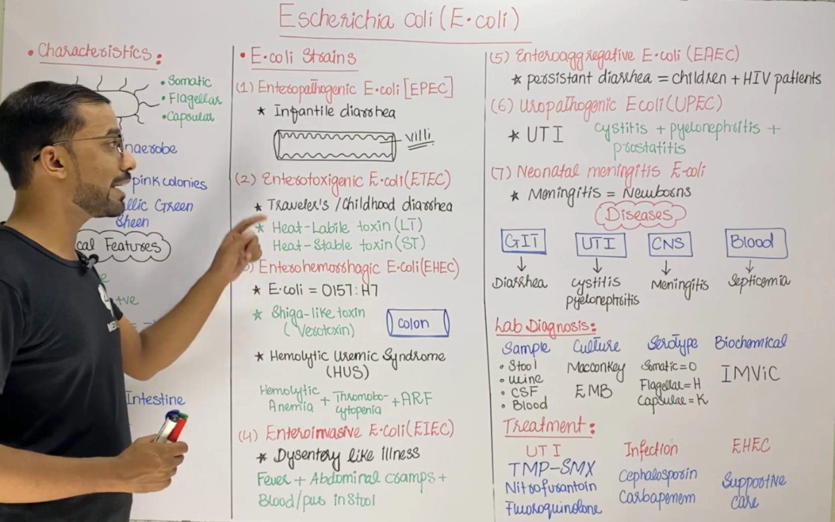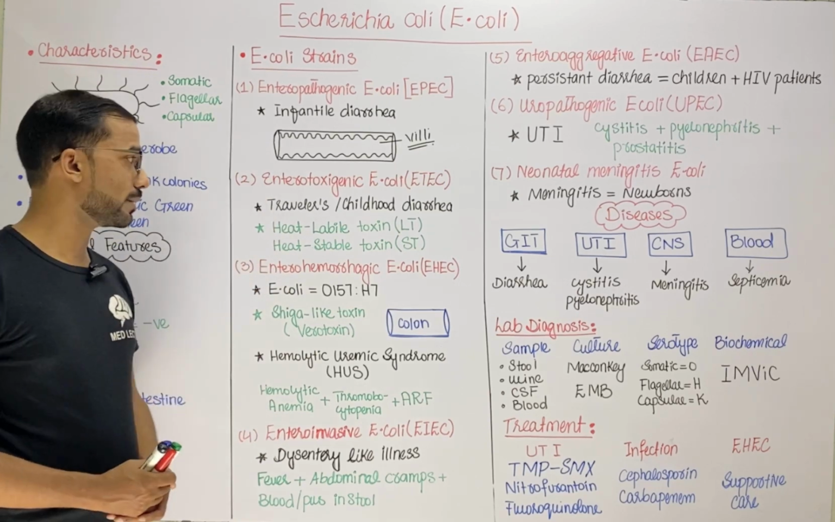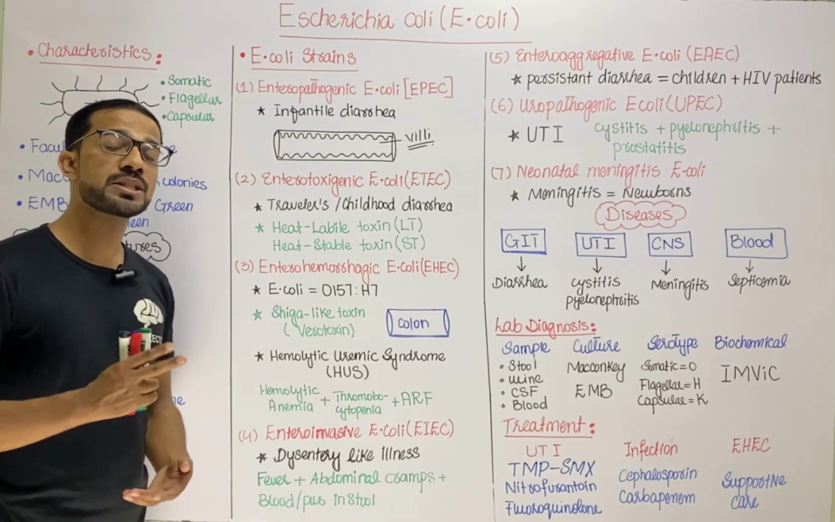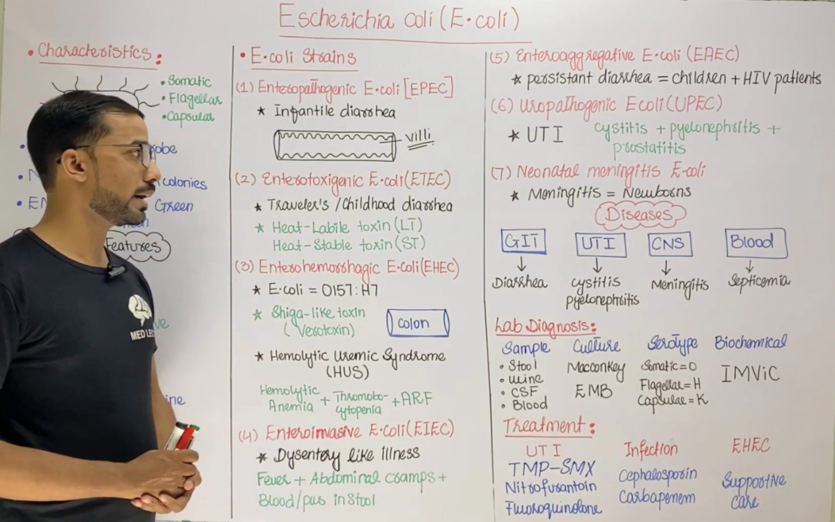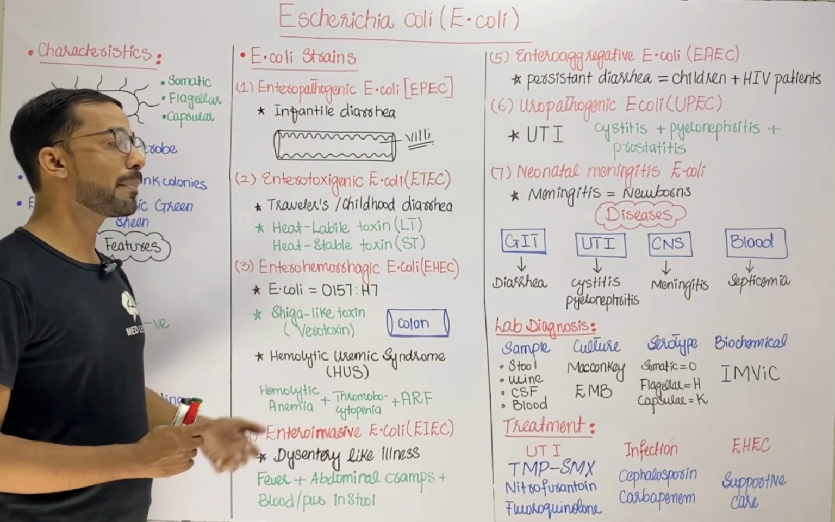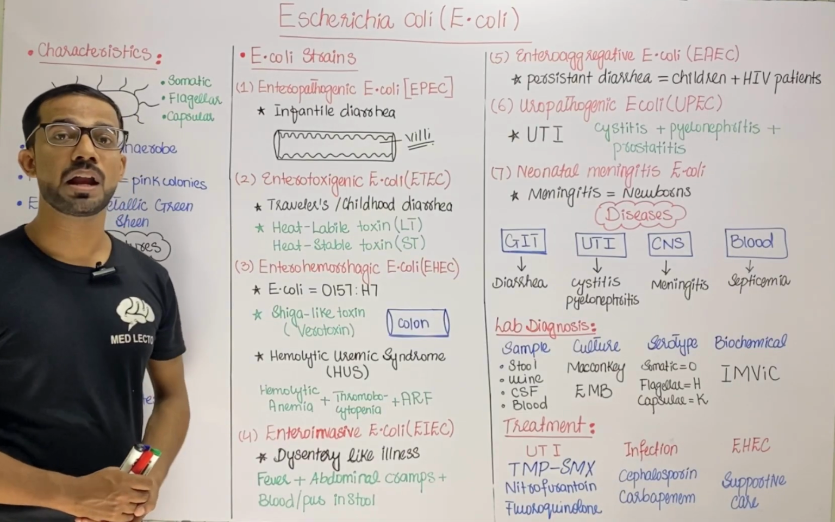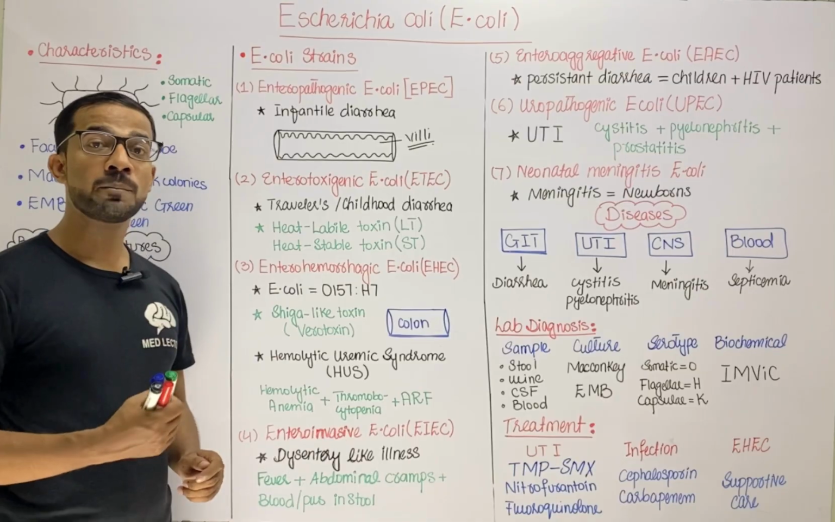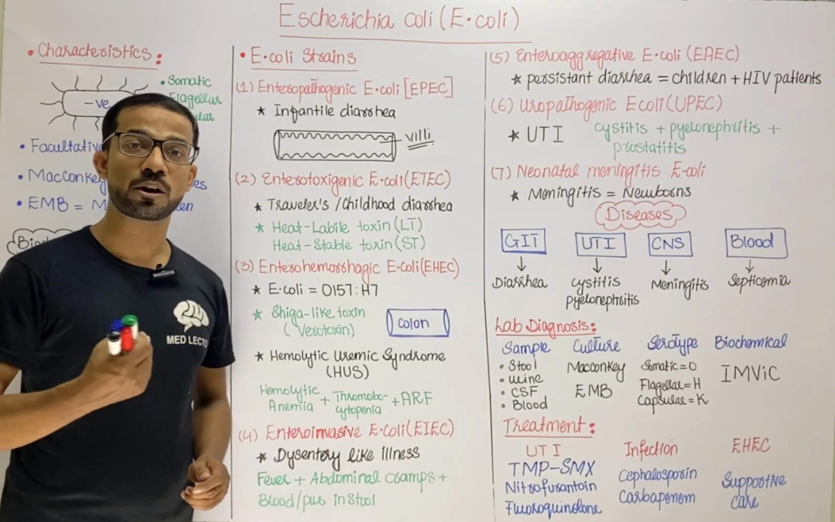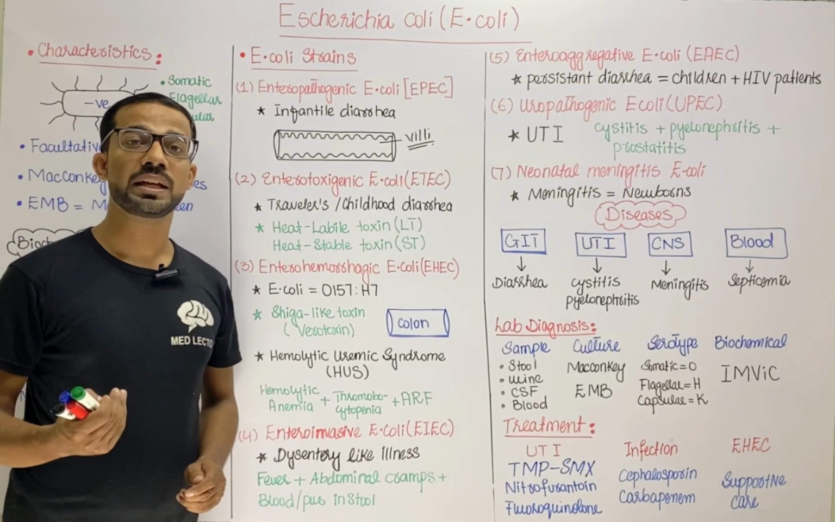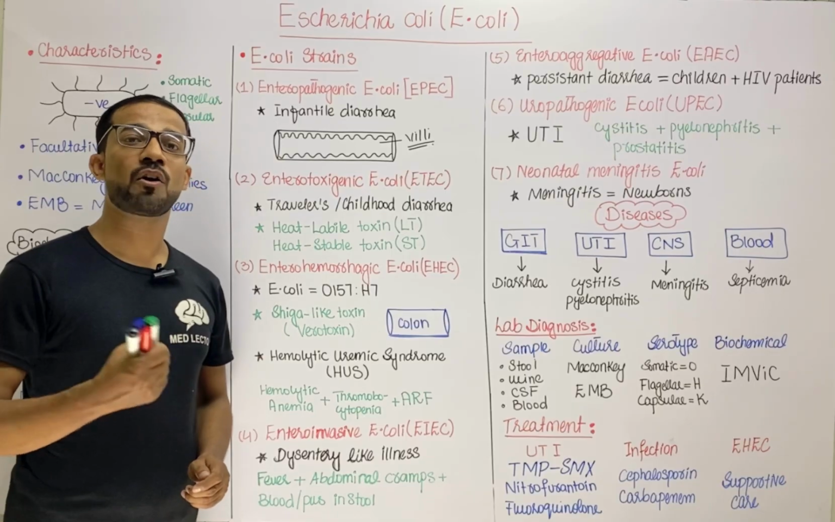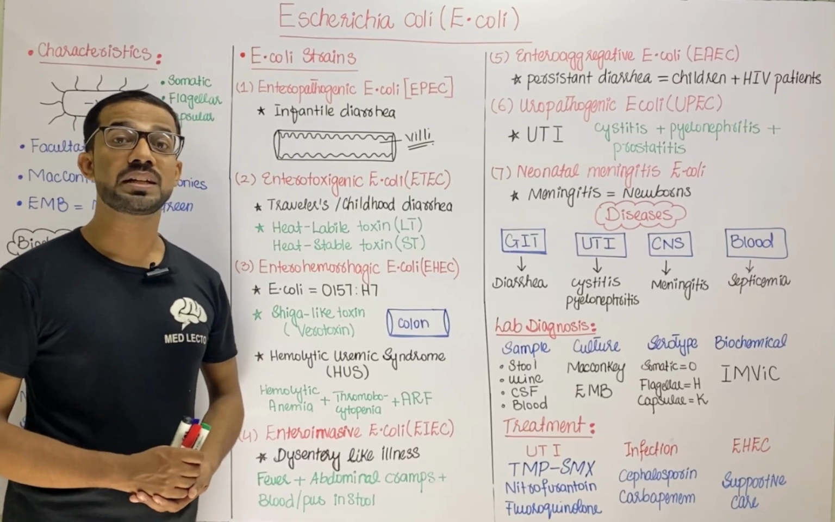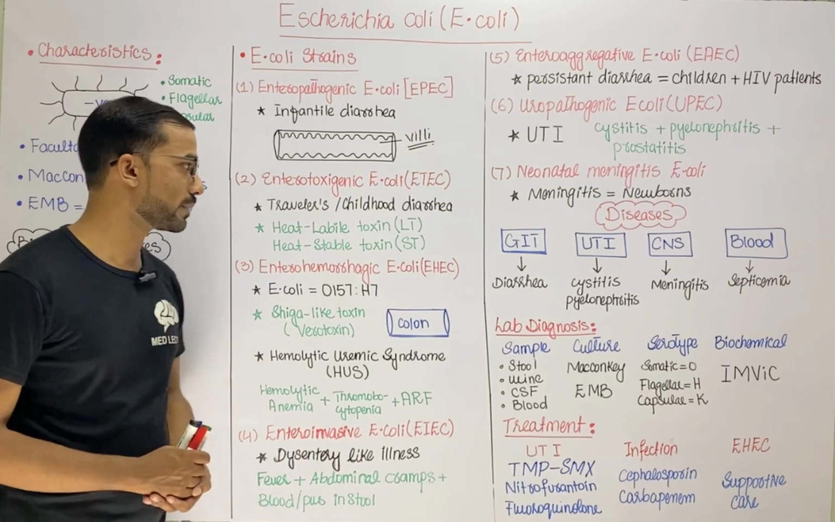Second is the enterotoxigenic E. coli, and it causes travelers' and childhood diarrhea. Two most important toxins produced by this strain: heat labile toxin and heat stable toxin. And these toxins ultimately remove the salts from the enterocytes, cells of the intestine, and ultimately water moves along with that, and ultimately you will see diarrhea, loose motion in that case.